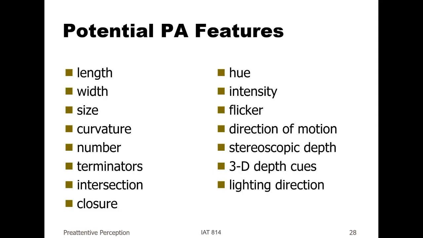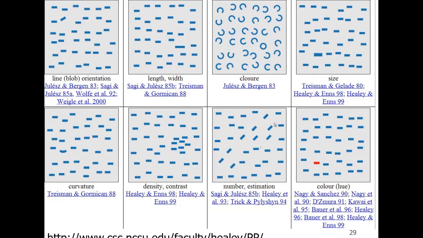So the potential pre-attentive features are things like length, width, size, curvature, number, terminators, and so on, as you see on this list. And perceptual psychologists over the years have tested each of these things to find how well they work as pre-attentive features. And what I'm going to do now is show an example of 8 of them. So here is a set of distractors with one or maybe a few different items, and you can see very rapidly that there are different ones. So here we're using orientation to distinguish the item.